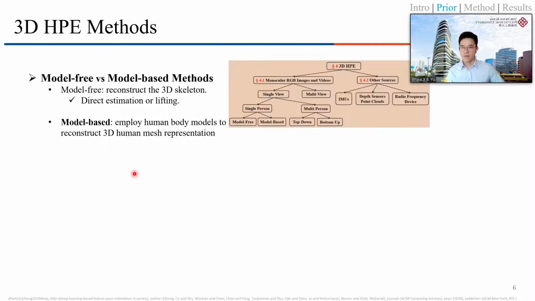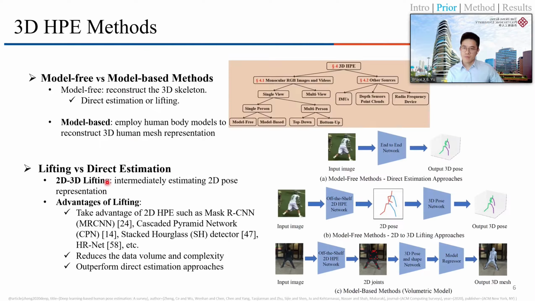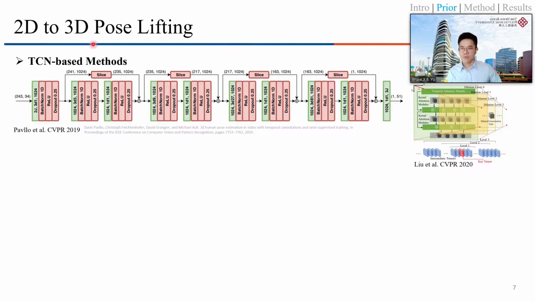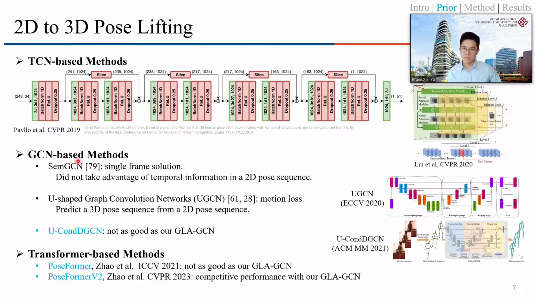The existing works can be grouped into model-free and model-based methods. 2D to 3D lifting is one of the model-free methods that needs to detect the 2D pose. The advantage of the lifting method is that it can take advantage of the improvements in 2D pose estimation methods, and it reduces the data volume and the complexity of the task. And usually, the 2D to 3D lifting methods can outperform direct estimation approaches. Existing methods working on 2D to 3D pose lifting can be grouped into TCN-based methods, GCN-based methods, and transformer-based methods. Our method utilizes the strategic design in the TCN-based methods and also utilizes GCN-based methods by making good use of its independent structural feature in the GCN model.